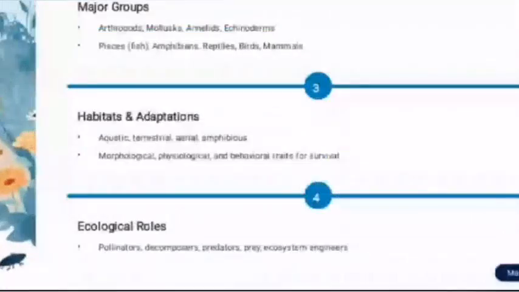Now, learning them also will help us to know their ecological roles, the role they play in the earth's ecology. Some of these animals are pollinators. And whenever I talk about pollination, what comes to your mind? Bees. Bees are what? Pollinators. Even in some instances, ants as well are pollinators.